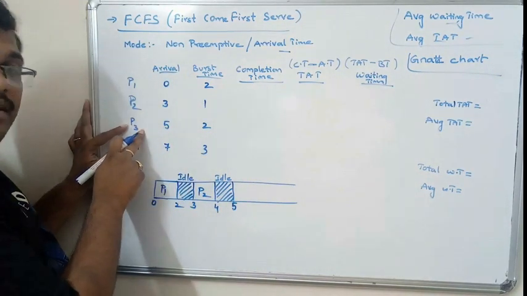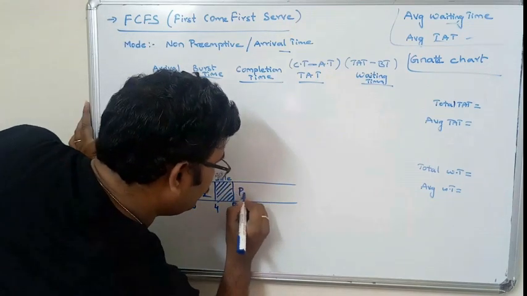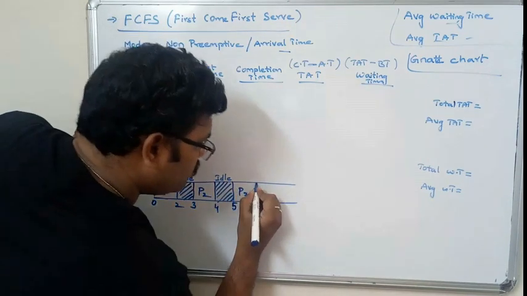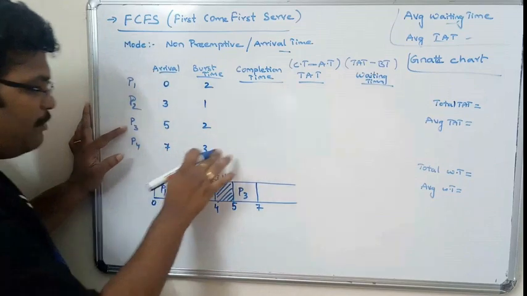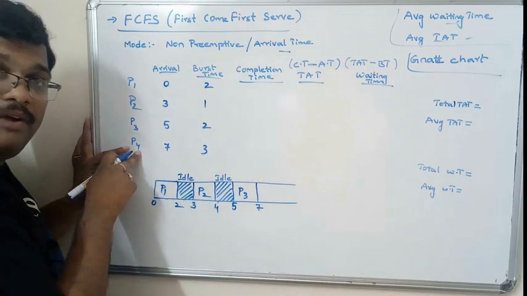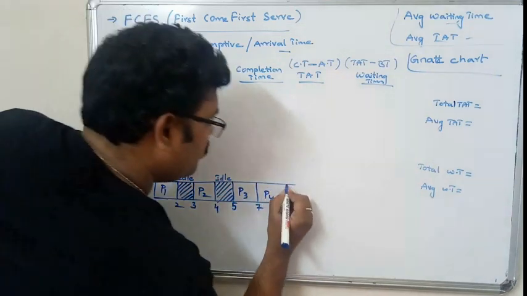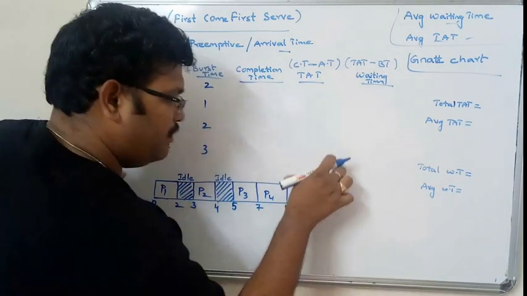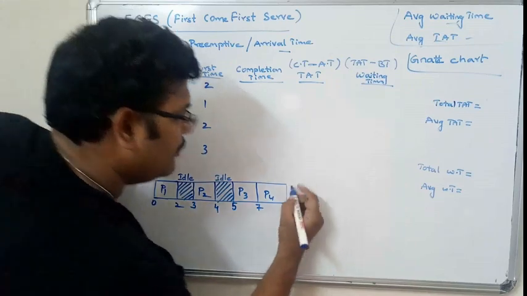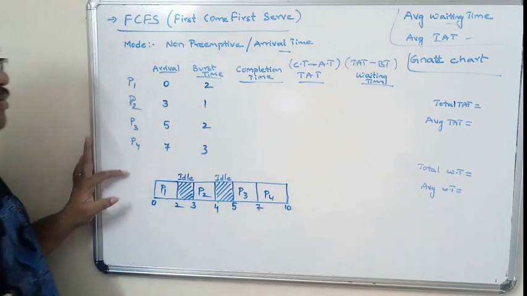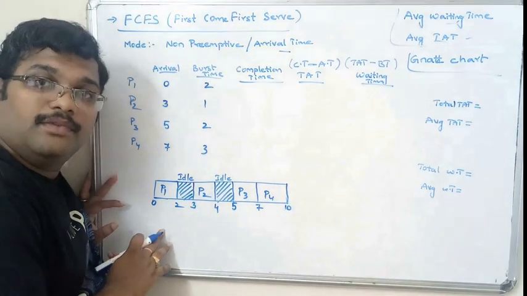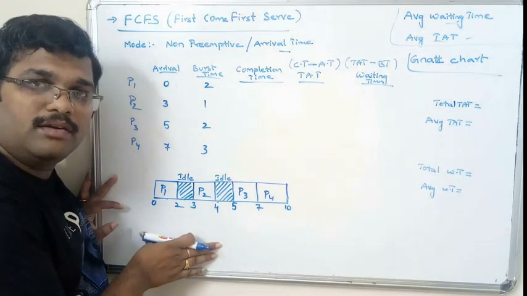At the time of 5, P3 arrived. So P3 will be executed. It takes 2, so 7. At the time of 7, P4 arrived. So immediately P4 will be given to the CPU. So in total it takes 10 milliseconds to complete the process P4. Right? Hope you understood this one.